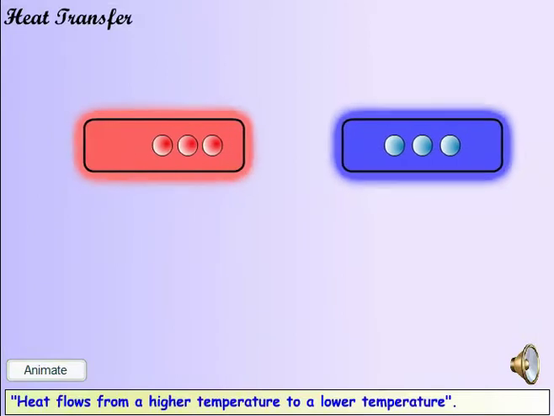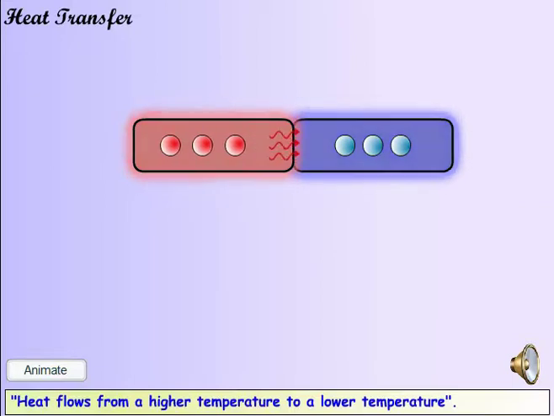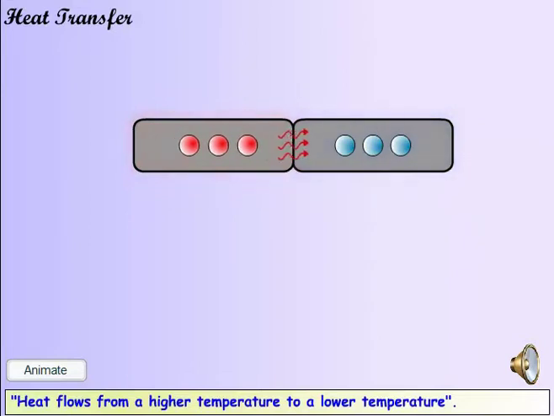Heat always flows from a body with higher temperature to a body with a lower temperature until the temperatures of both bodies are the same. Even if a tiny body has a higher temperature than a huge body, the heat will flow from the tiny body to the huge body.